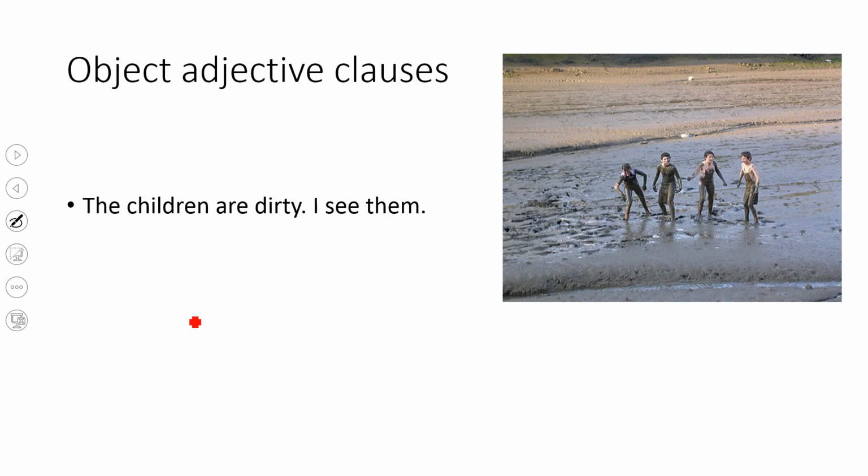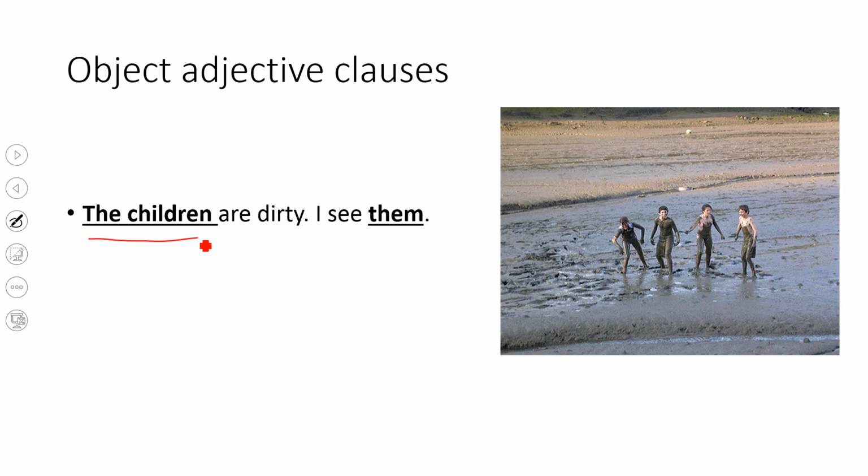I have two sentences here. The children are dirty. I see them. In this sentence, we can see children and them are the same thing. What I want to do is combine these sentences using the second sentence as an adjective clause. The children are dirty. I see them. When I combine these sentences into one sentence with an adjective clause, one word needs to go away, and that gets replaced by the relative pronoun, and that word that's going to go away is them.